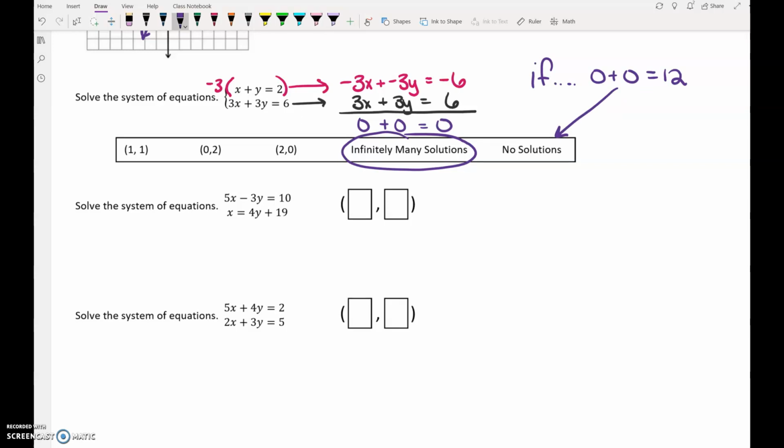And hint, hint, wink, wink, because it was infinitely many solutions on the practice test, there's a chance it's no solutions on the test. Hint, hint, wink, wink.